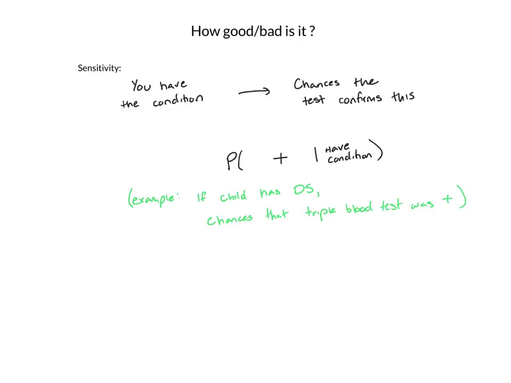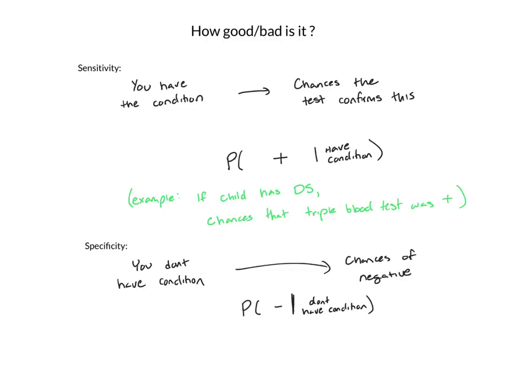Specificity, on the other hand, is kind of the opposite. Specificity says if you don't have the condition, what are the chances you get a negative? So, for instance, in contagious disease testing, let's say, for instance, tuberculosis, specificity would say, if you don't have tuberculosis, what are the chances that a test gives you a negative?